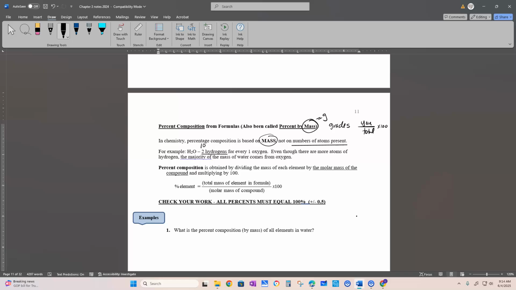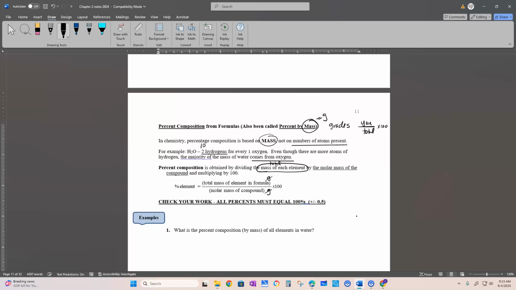With water, the majority of the mass is actually coming from oxygen. And how do I prove that? With percent composition, we need to take the mass of each element and divide by molar mass. But this mass of this element is the total mass. So if you have 10 hydrogens, you need to take into account those 10 hydrogens. So the total mass divided by molar mass, grams divided by grams, they're going to cancel.